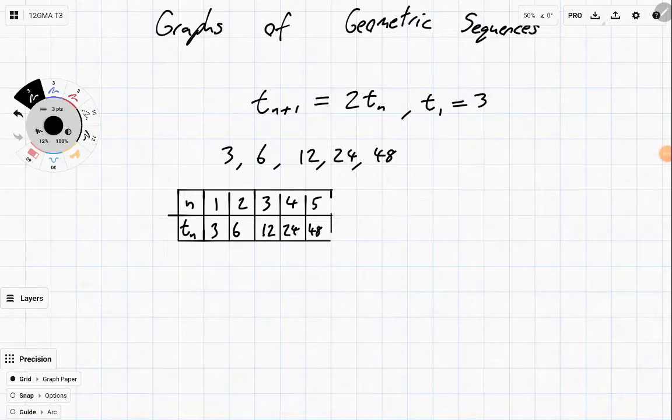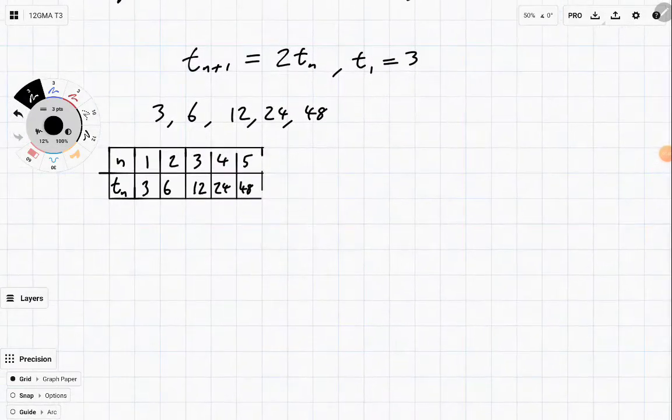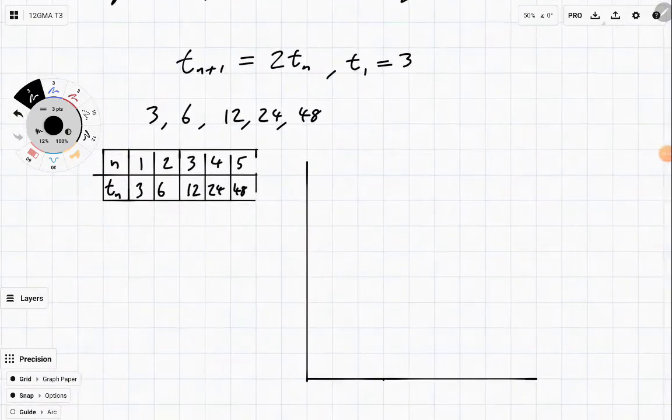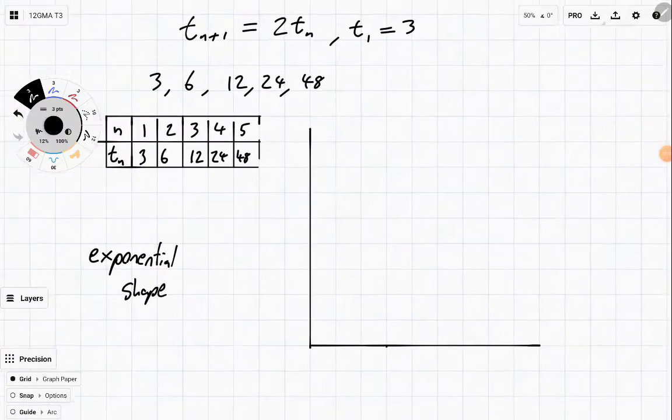Now the issue with geometric sequences is that they have this exponential look to them. What does that mean? Well, it just means that they grow really, really quickly. And so when we graph them, they're not going to look linear. They're actually going to look what's called exponential. And when we talk about exponential growth, that's just a fancy way of talking about geometric growth. So it's going to be an exponential shape.